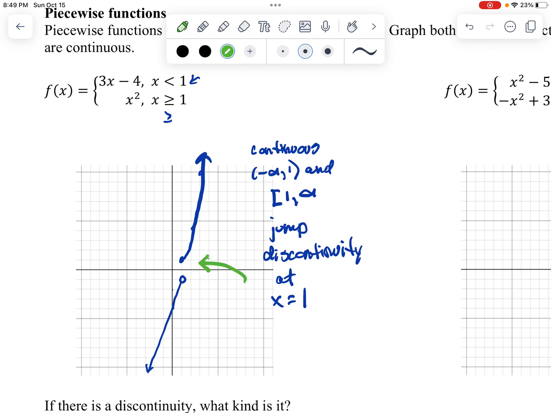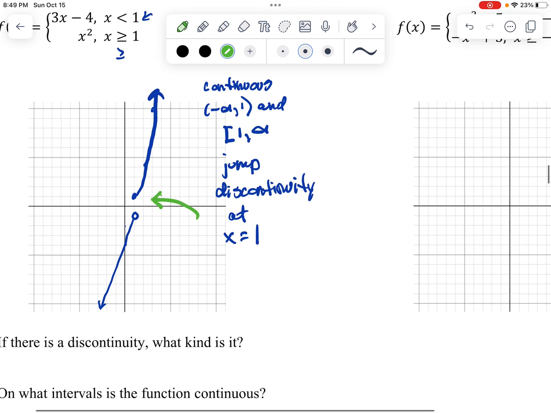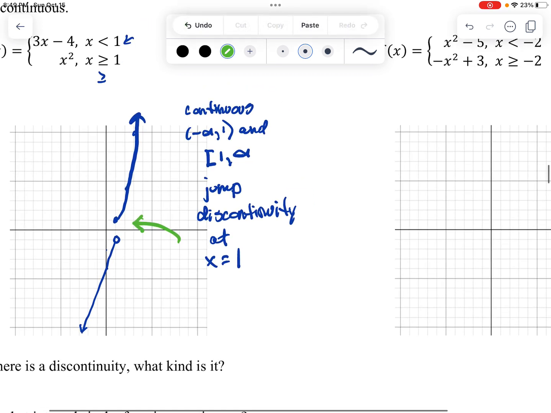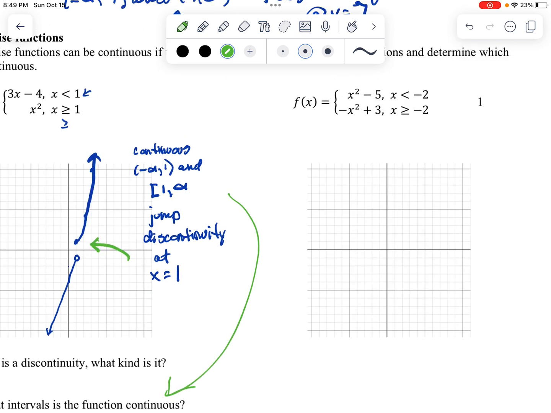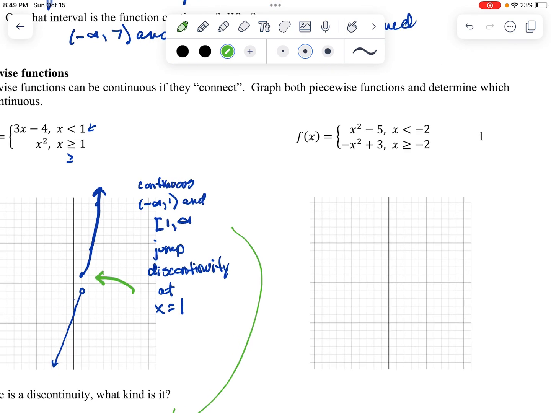So for all the x values bigger than 1, it's continuous. For all the x values smaller than 1, it's continuous. But it's not continuous at 1. There's a jump discontinuity. Oh, sorry. I answered the questions right there. They should go down there. All right, let's try another one.